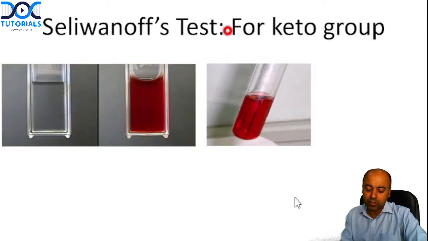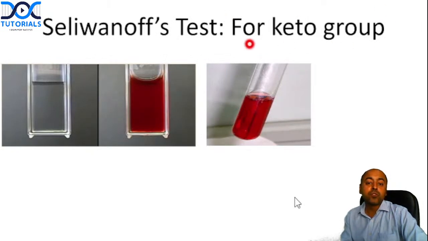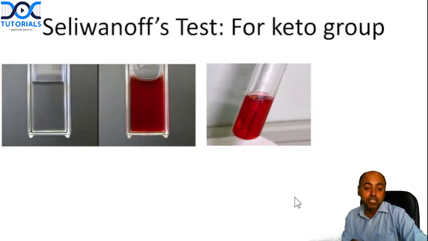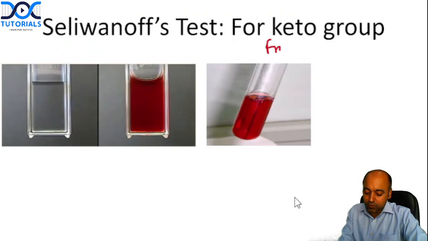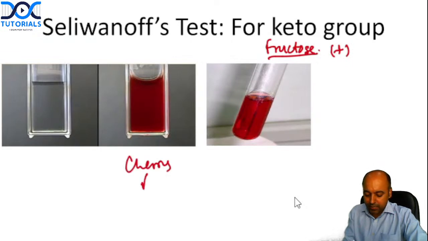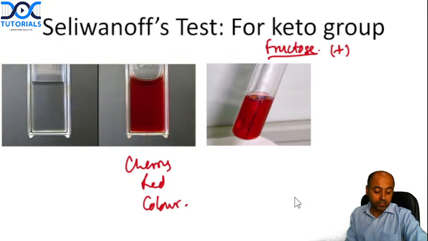And then we have the Seliwanoff test, which will distinguish between the keto group and the aldehyde group. So ketose sugar and the aldose sugar, they can be distinguished using the Seliwanoff test, which is positive for the keto group. For example, if you want to distinguish between fructose and glucose, fructose will give the positive result. This is the cherry red color. Cherry red color will be seen with the Seliwanoff test.